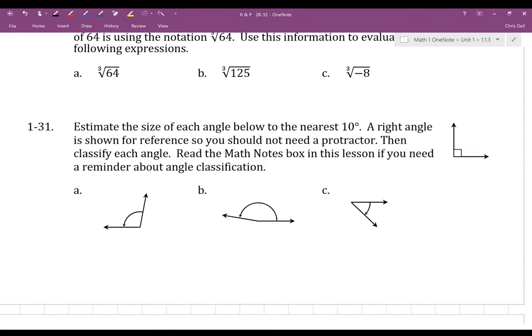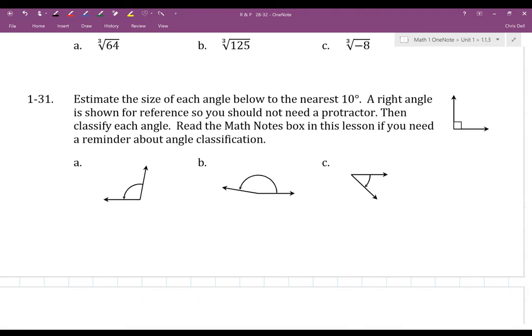We are looking at a problem that talks about angles and angle measurements and classifying them. This is taken from CPM's Math 1, section 1.1.3, specifically number 1-31. It says, estimate the size of each angle below to the nearest 10 degrees.